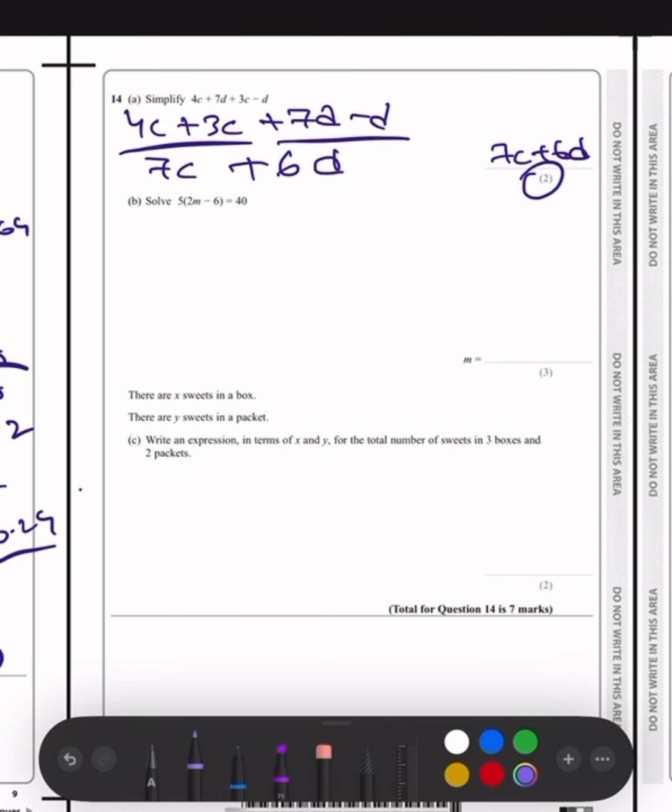Now your next question is solve. Solve 5 and in the bracket is 2m.